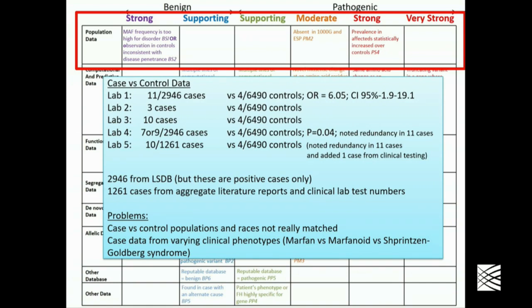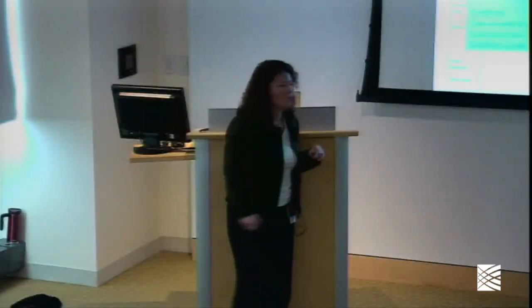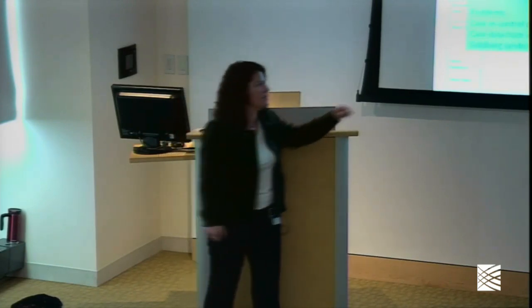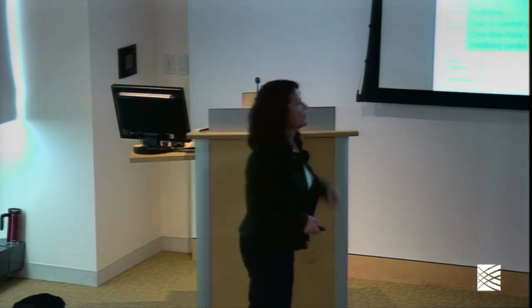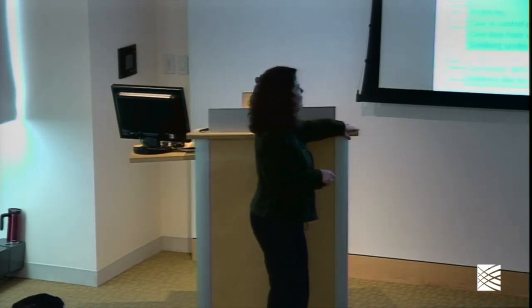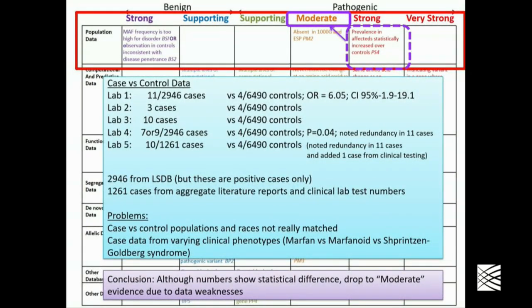I also pointed out the varying clinical phenotypes. If you actually look at all these cases, they didn't all have Marfan syndrome. Some had Marfanoid-like features. Some had Shprintzen-Goldberg syndrome, which has to date been ruled out as an association with Marfan. So it's not even clear that you should have added up all of these cases specifically in this example. And that's where really understanding the phenotype, as you're going through literature, is critical. So at the end of the day, if you use the ACMG guideline, one can say, well, some of these, depending on which number you use, there's probably a statistical difference.